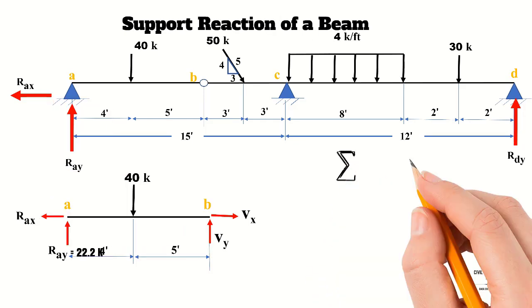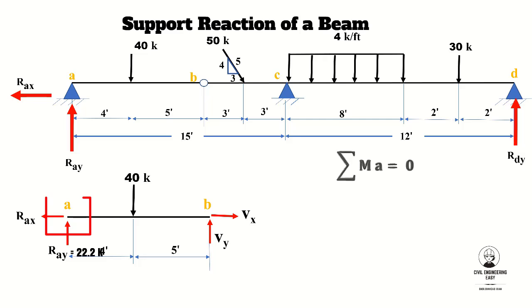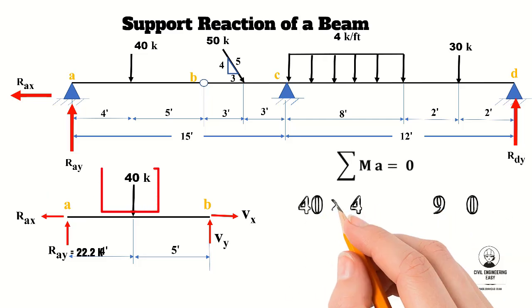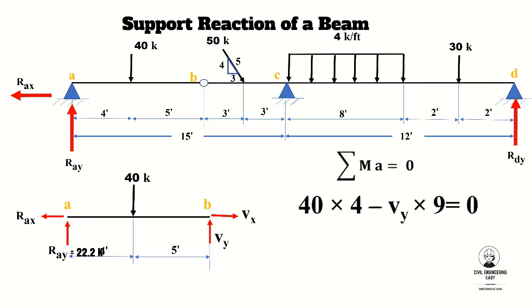Similarly, take the summation of all the moments at point A equal to 0. 40 kips multiplied by 4 feet is anti-clockwise, minus Vy multiplied by 9, which is also anti-clockwise. The summation of all these moments will be equal to 0. By calculation, we get Vy equal to 17.7 kips. That means a 17.7 kip vertical force is acting at the hinge at point B. To calculate the reaction RAX and Vx, we first need to analyze portion BD of the beam.